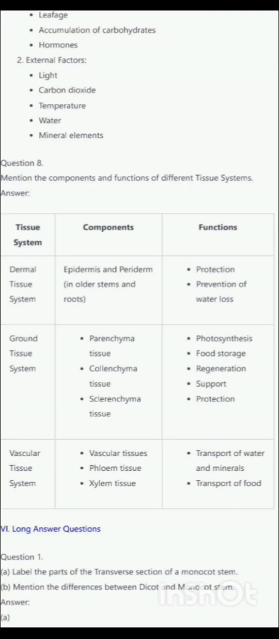Question 8. Mention the components and functions of different tissue systems. Answer: Tissue system, components, functions. Dermal tissue: epidermis and periderm in older stems and roots; function: protection, prevention of water loss. Ground tissue system: parenchyma tissue, collenchyma tissue, sclerenchyma tissue.